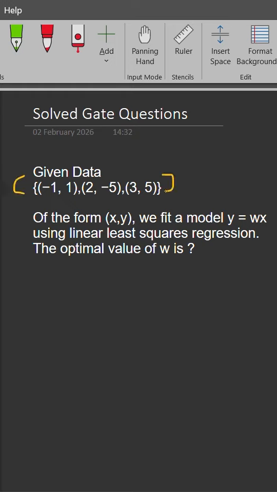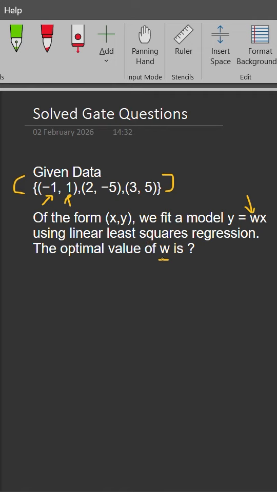So we are given 3 points of the form x, y. So this is the input and this is the prediction. We fit a simple linear regression model y equals w x using the linear least squares regression. The question is asking what is the optimal value for this w, so our weight.